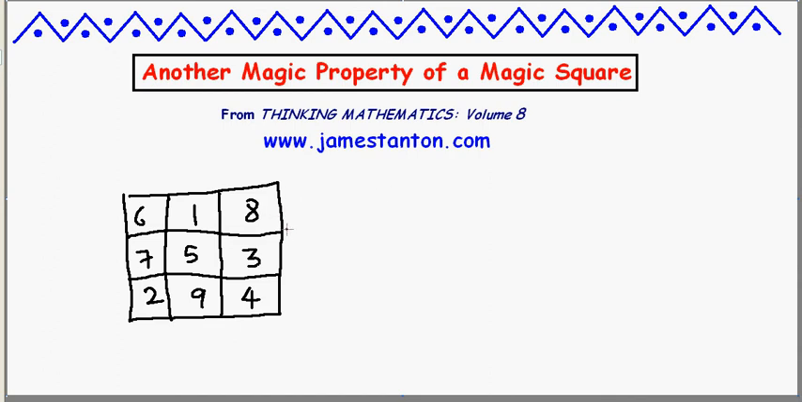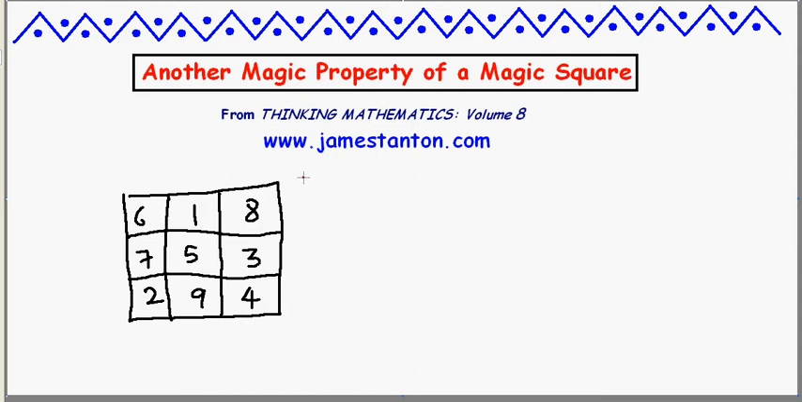Welcome. Here's the standard 3x3 magic square. It's the numbers 1 through 9 in a 3x3 grid with a property that each row, each column, and each diagonal adds up to 15. This is a very famous example. It's been around for centuries, and people enjoy its magic properties, namely these row and column and diagonal sums are always the same. But this magic square actually has another magic property not as well known.